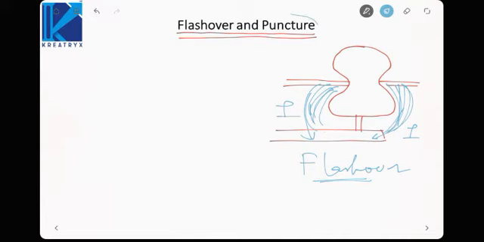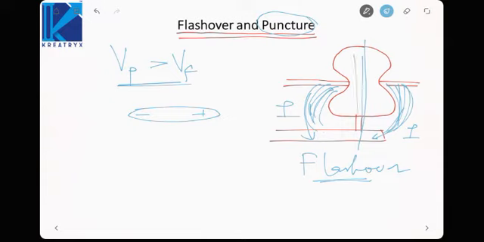The other term is called puncture. Puncture happens at a higher voltage, so V puncture is greater than V flashover. If the voltage is very high, then the insulator is basically nothing but a dielectric, and a dielectric consists of dipoles. So if it breaks down, then current will flow directly through the insulator. That is called insulator puncture.